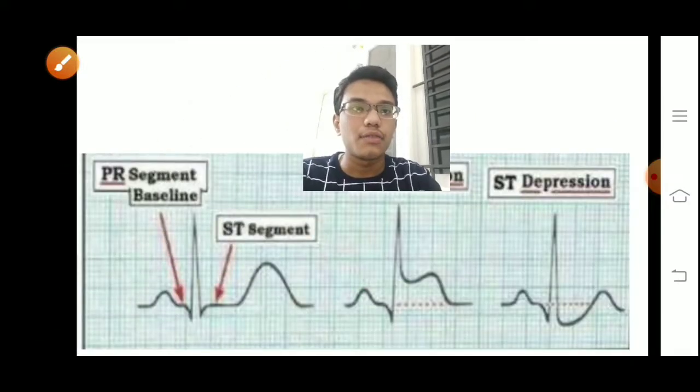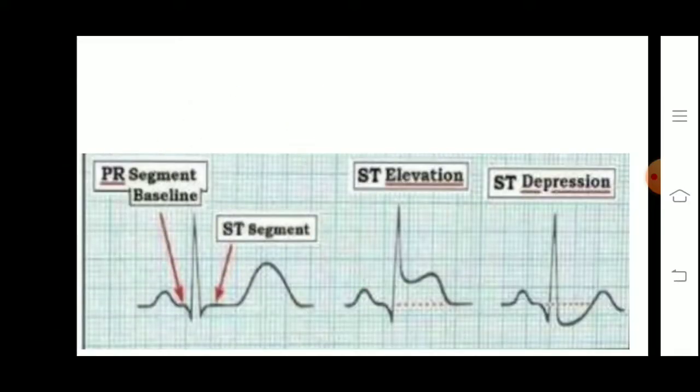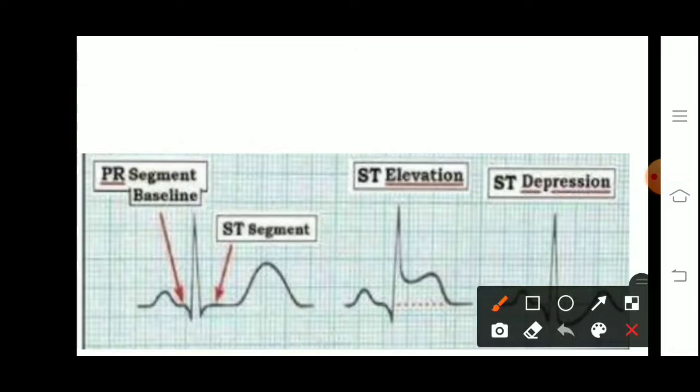I will close my video now to explain this to you. See here now. Suppose this is the P wave, and this is the QRS complex. Now this ST segment is straight, that is the isoelectric segment. This is a normal ST segment. This is a normal ECG.